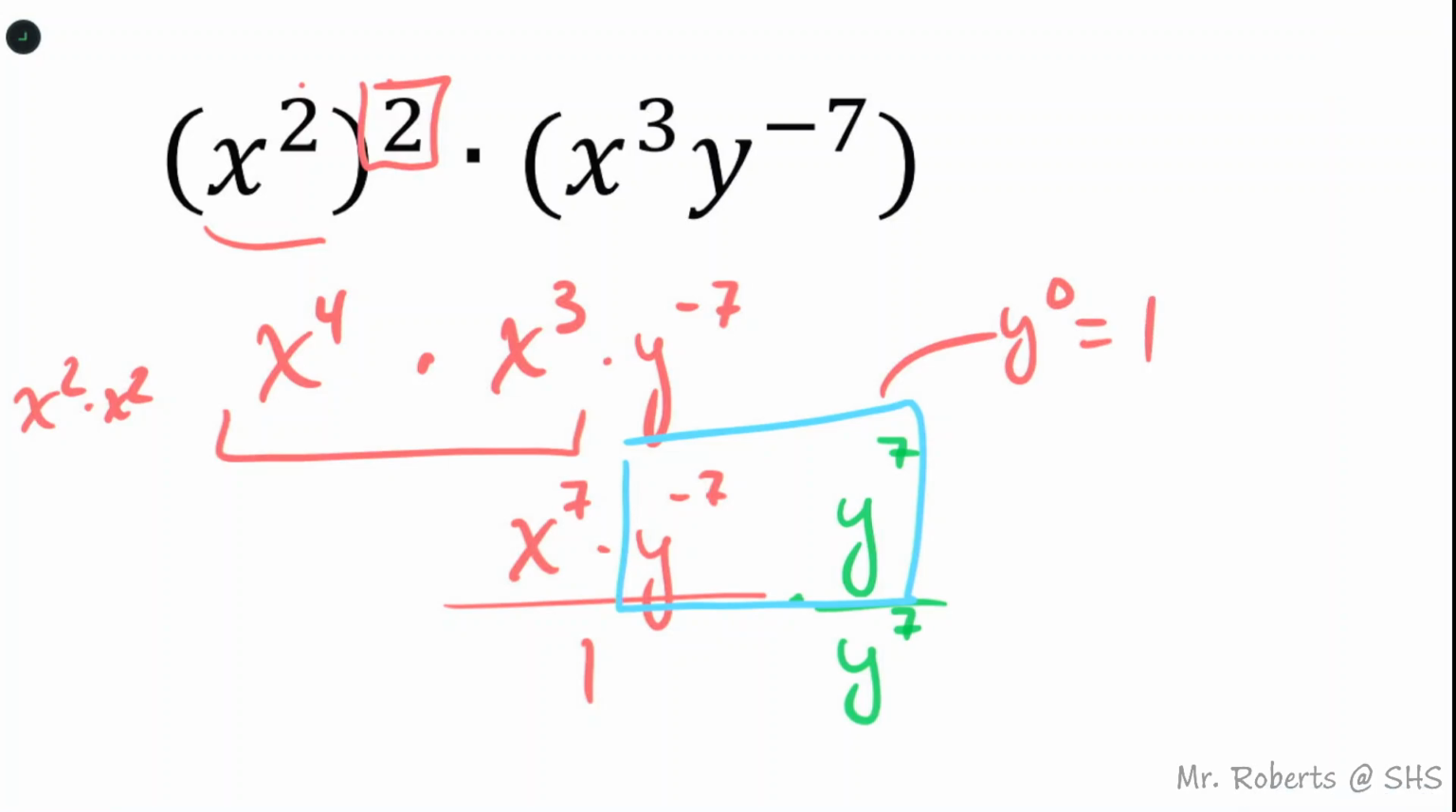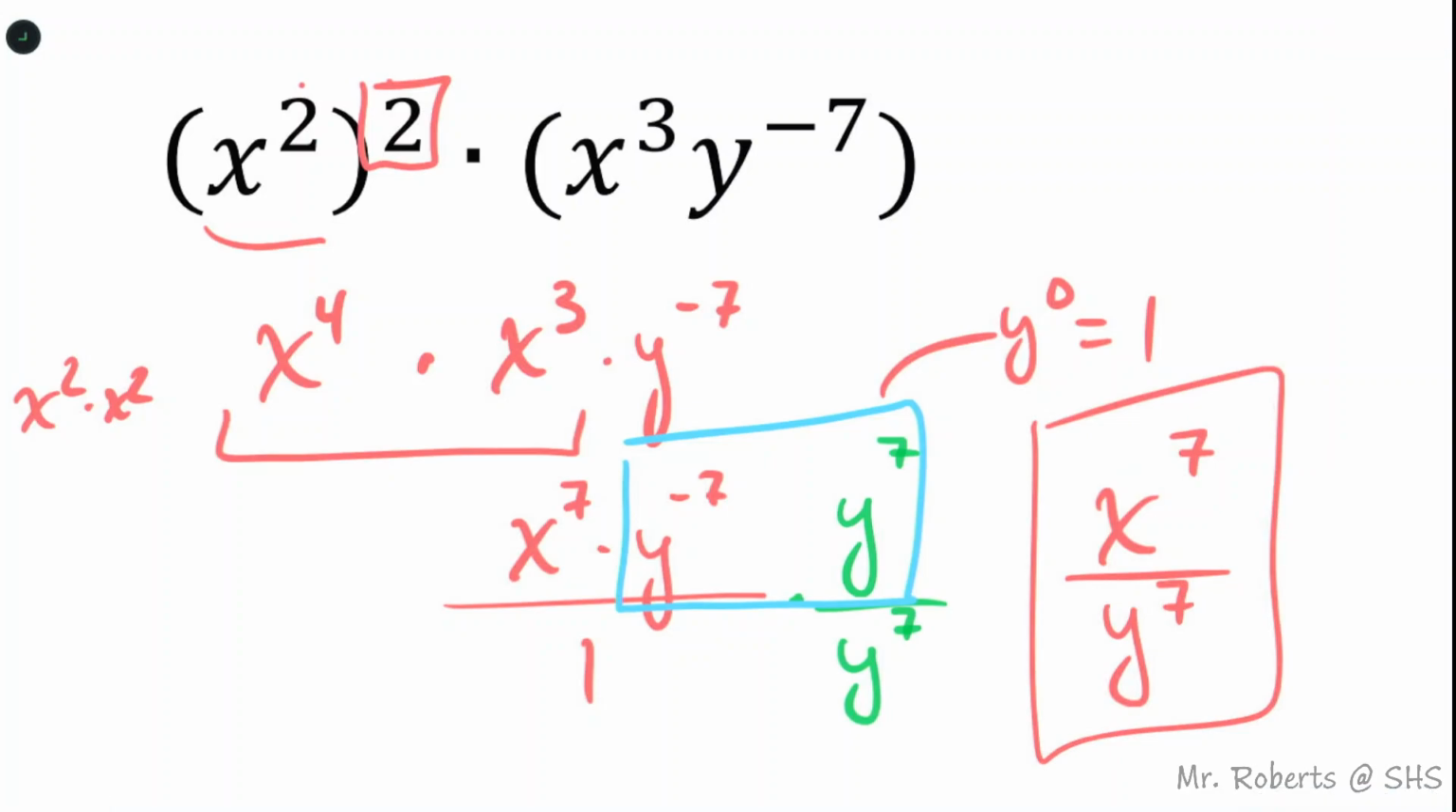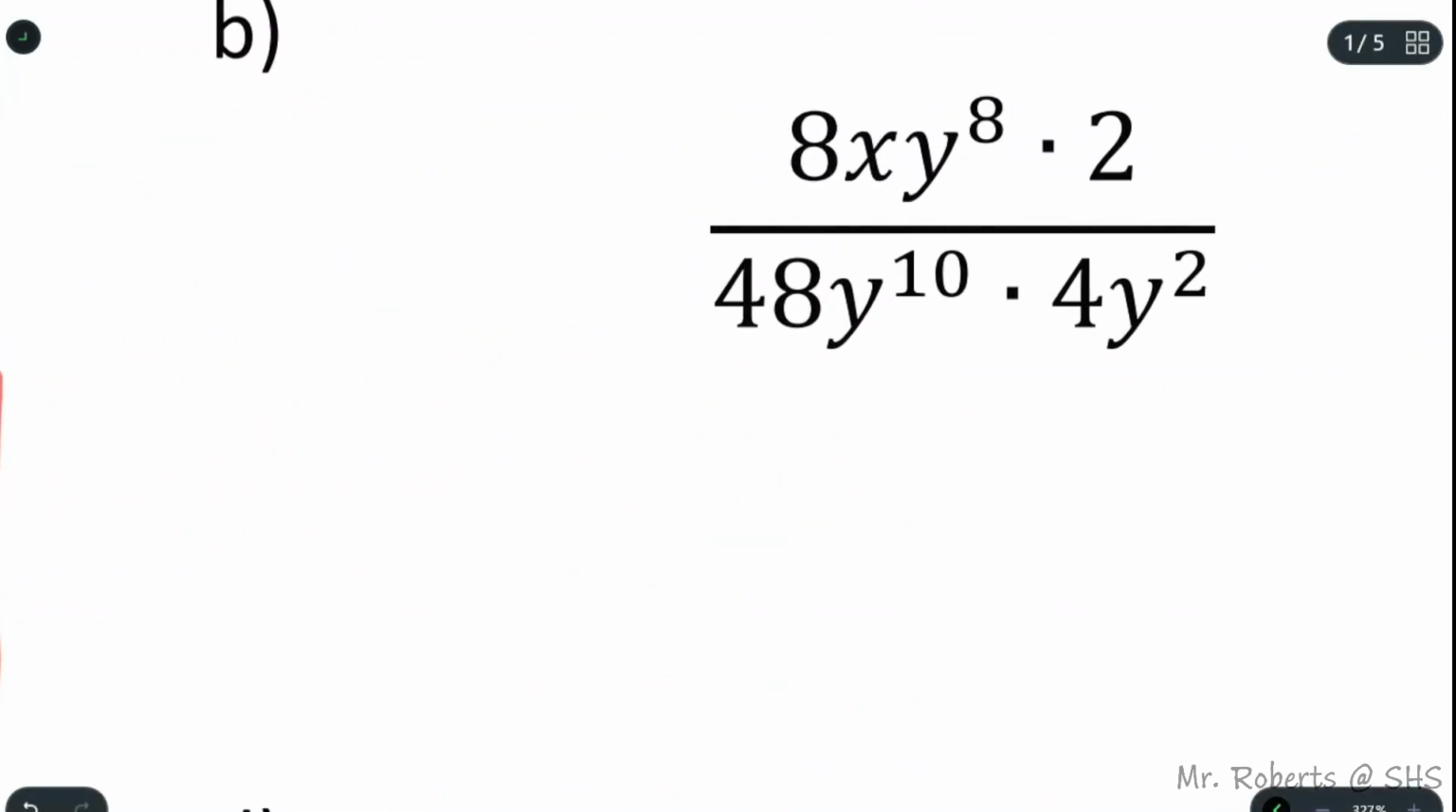So in my numerator, what do I have? I've got x to the 7th power times the number 1. And in my denominator now, I've got 1 times y to the 7th power. So this is our final version, right? This is x to the 7th over y to the 7th. Let's move to part B.